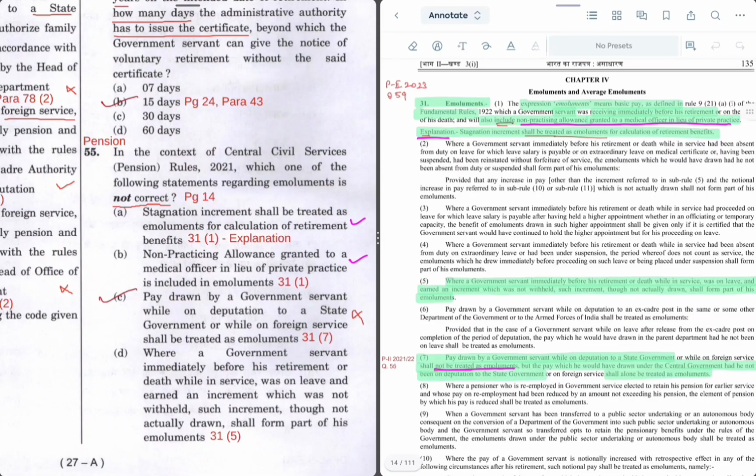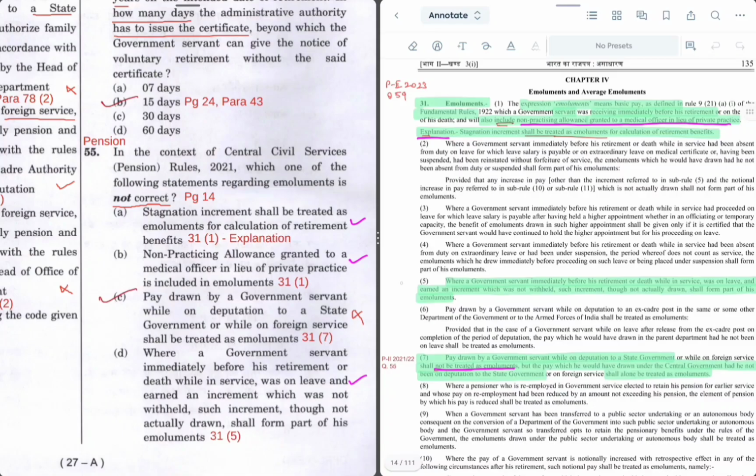Let's also read statement D, where a government servant immediately before the retirement or death was on leave and earned an increment which was not withheld. Such increment, though not actually drawn, shall form part of his emoluments. So in case of death, he was given an increment, but that increment was not actually drawn. But for calculation of emoluments, the government of India has decided that it will become part of emoluments for the calculation of pensionary benefits. So this is true.